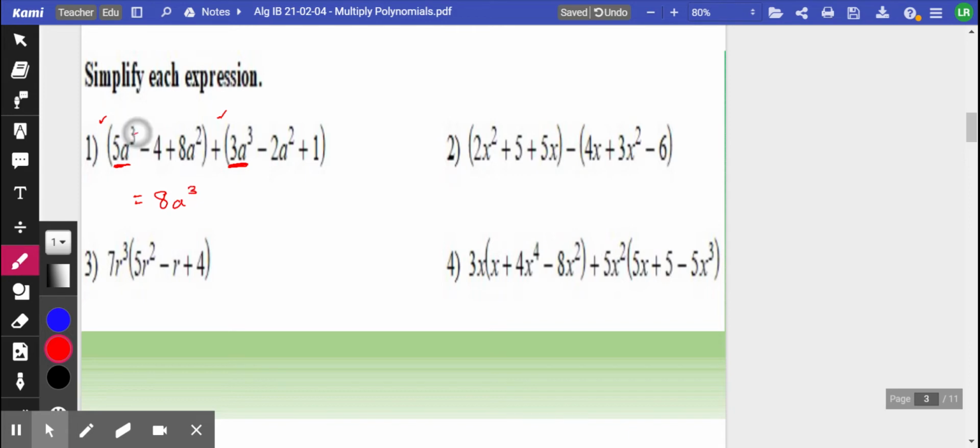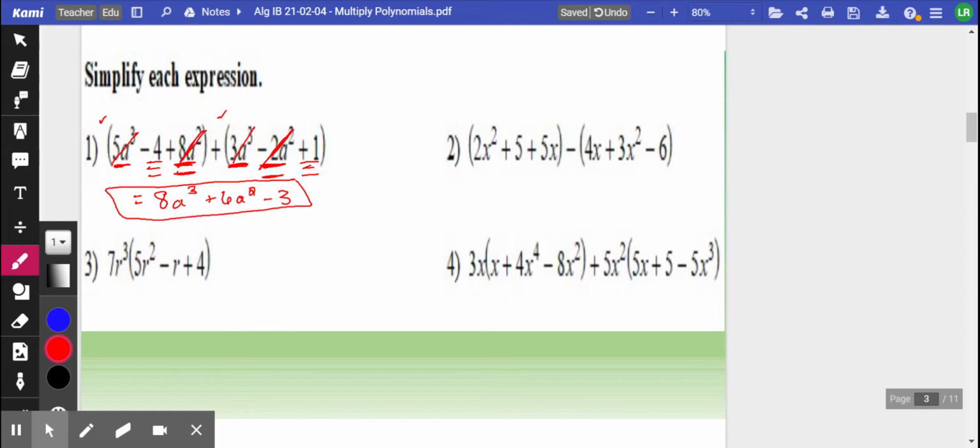Okay, the next biggest, those are done. Next biggest are my a squareds. So I have 8a squared. You got to be careful here. That is negative 2a squared. So 8 plus negative 2, that is positive 6a squared. Those are done. And then we have our regular numbers. So I use 3 lines here. Negative 4 plus 1, that is negative 3. Again, remember when we are adding like terms, we do not mess with the exponents.